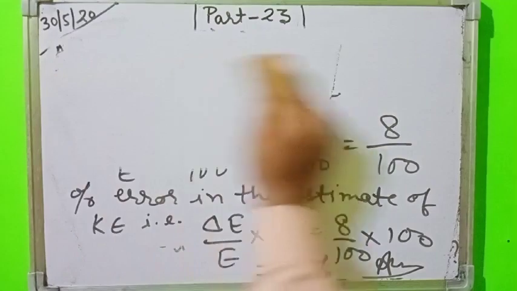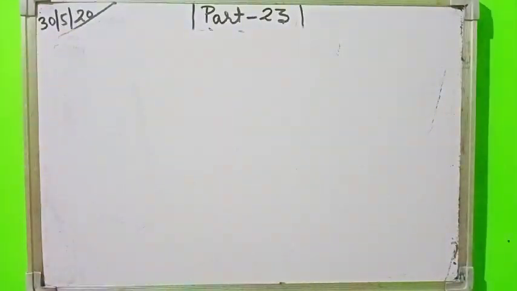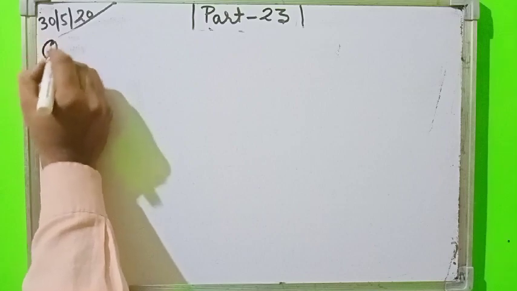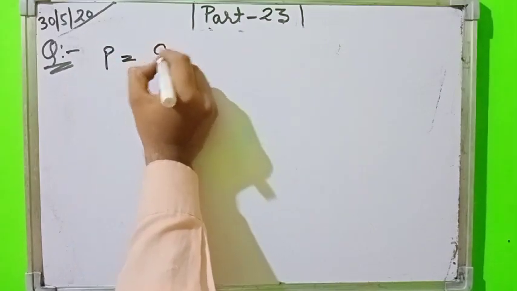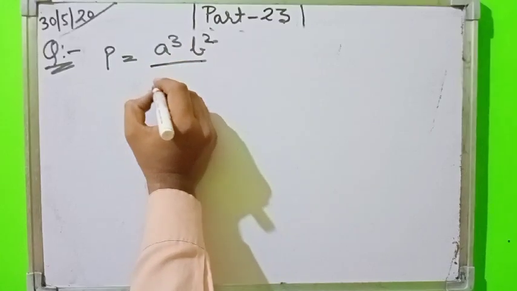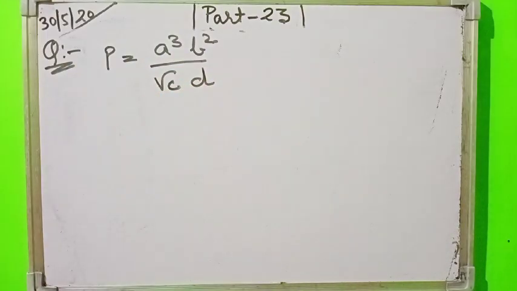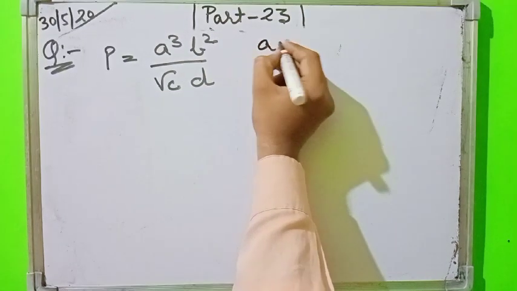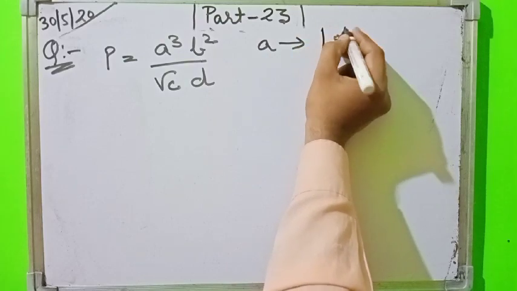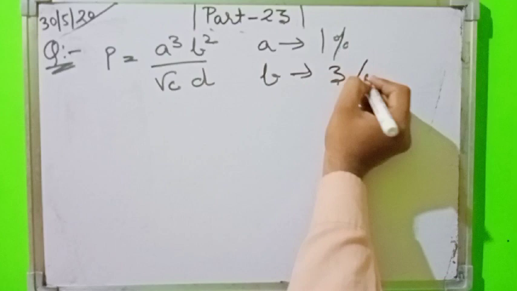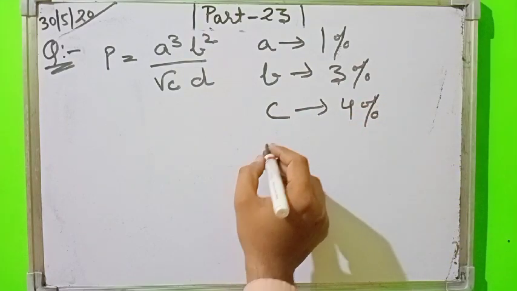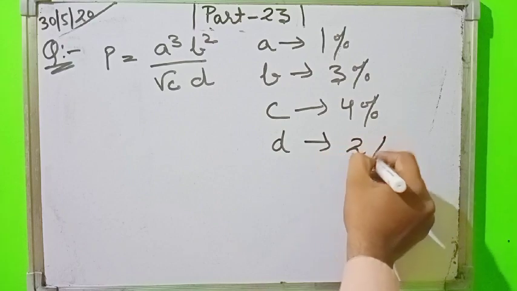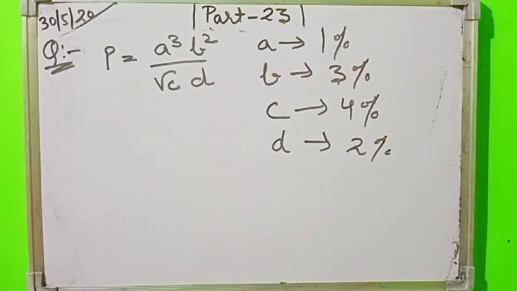Right, one another question, try to solve it, and I will discuss it in the next class. A physical quantity P is related to four quantities A, B squared, under root C, into D. Percentage error in A is given as 1%. Percentage error in B is given as 3%. Percentage error in C is given as 4%. And percentage error in D is given as 2%, respectively.